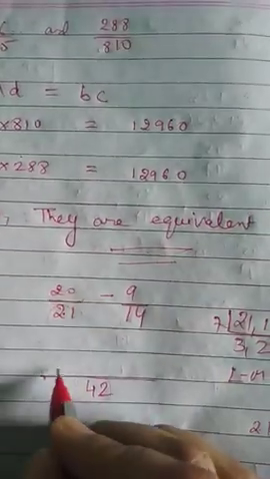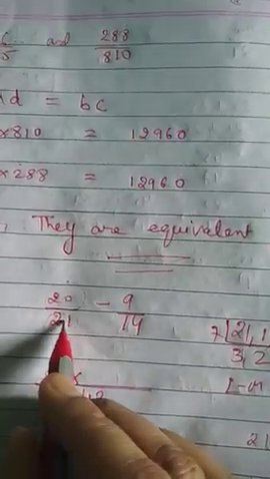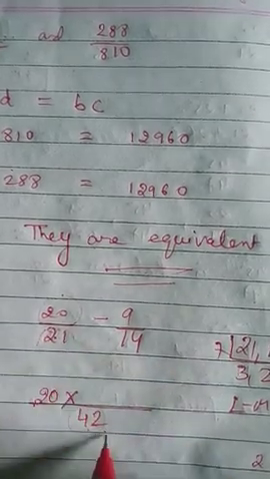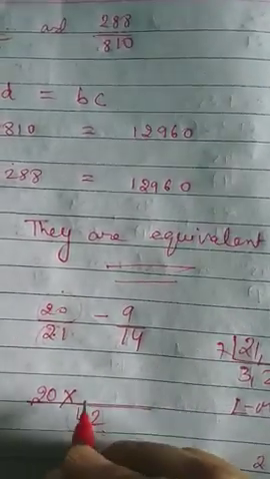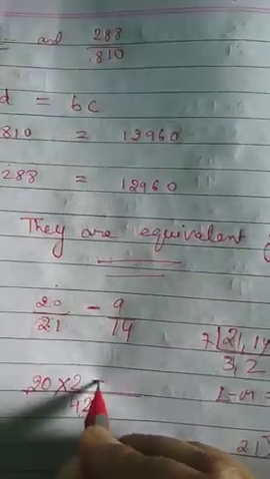So this 20 will be in its own place, but we will multiply this 20 by that number which we will get as a quotient by dividing this and this. 21 twos are 42, so we will multiply here with 2. Okay, the minus sign will be as it is.